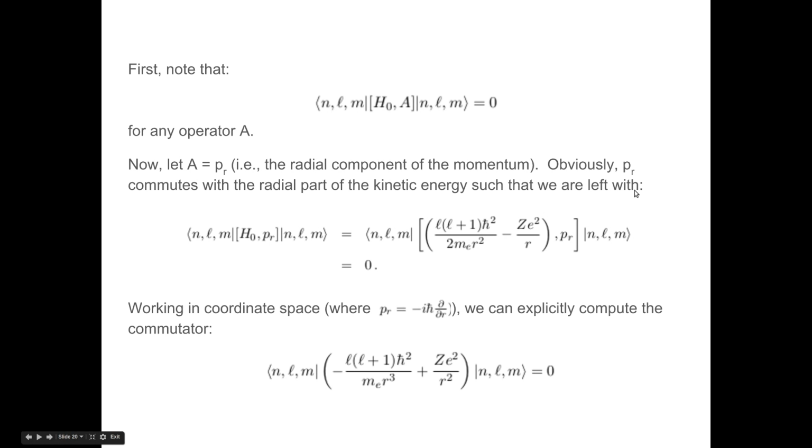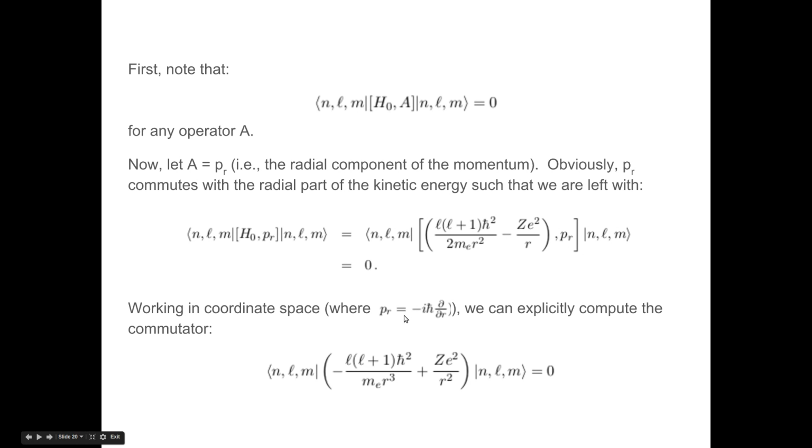And so all we're really left with to compute is the commutator. We know this thing's 0, but we want to try to get some expression out of it, okay? So we know that this commutes with the radial part of the kinetic energy, and so what we're left with is this term. Okay, so let's try to go about doing this.